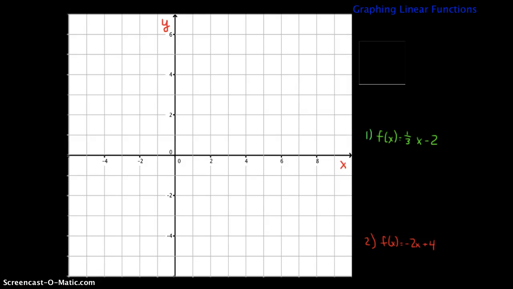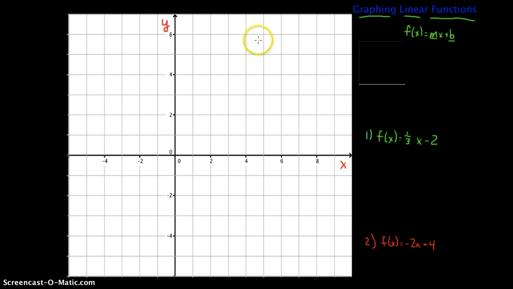Okay, good evening. We are looking at our last objective of the third unit, which is graphing linear functions. We've spent almost the whole unit talking about functions written in this form: f of x equals mx plus b. Of course, we've said this 100 times. m is the rate of change, and b is the y-intercept.